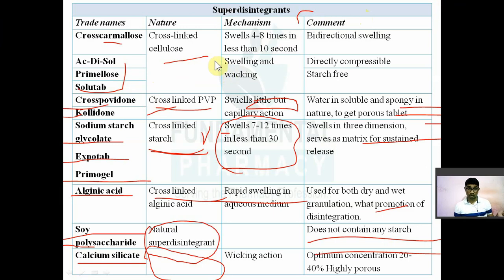Crospovidone, Kollidon consist of polyvinylpyrrolidone. Sodium starch glycolate contains starch, but people get confused here. Explotab and Primojel, remember, are nothing but cross-linked starch. Then alginic acid is cross-linked alginic acid. Remember soya polysaccharide is the natural super disintegrant, and calcium silicate is the inorganic super disintegrant.